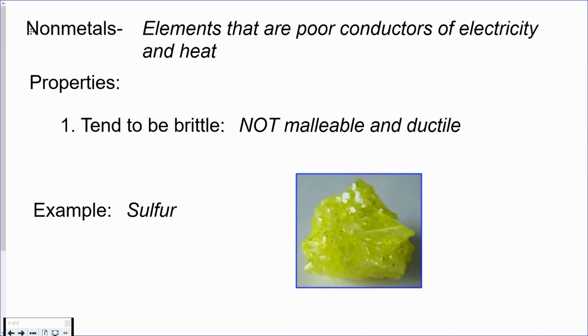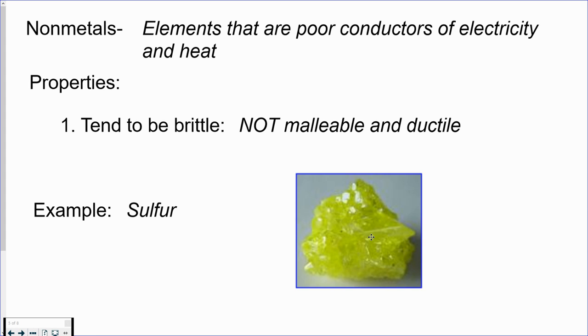Our next ones are nonmetals. They are not good conductors of electricity or heat. They're poor conductors. And their properties, they tend to be brittle. They're not malleable. They're not ductile. So everything that a metal is, a nonmetal is not.